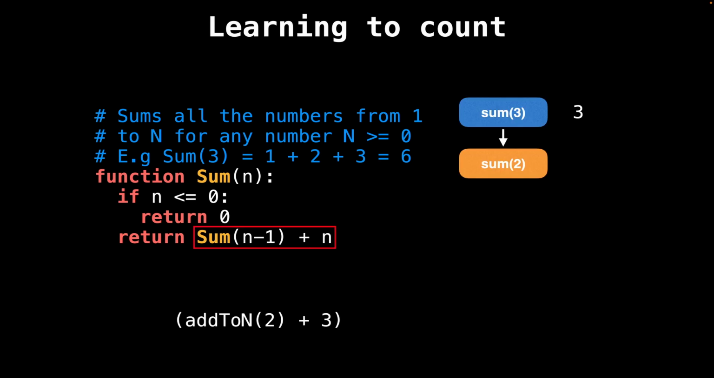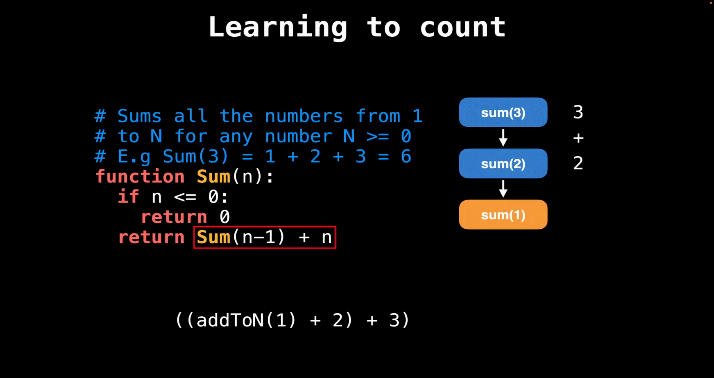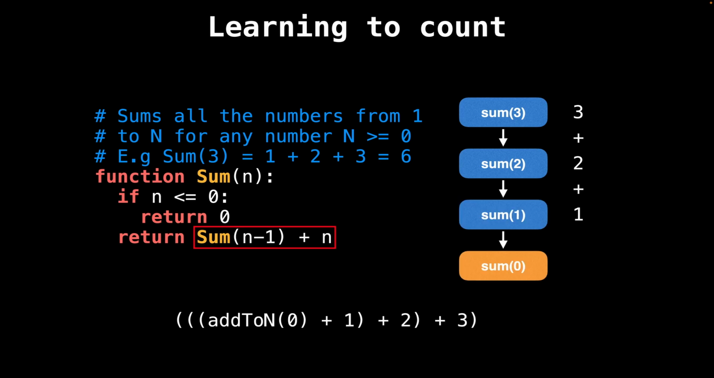When we enter the function for the first time, we check if the value of n is less than or equal to 0. And since it's not, we recursively call the function with a value of 2 and add 3 to the sum. In the next call, now the value of n is 2, so we check if n is less than or equal to 0. It's not, so we recursively call the function with a value of 1 and add 2 to the sum. Then we do the same thing again, check if n equals 1 is less than or equal to 0, and recursively call the function with a value of 0 and add 1 to the sum.